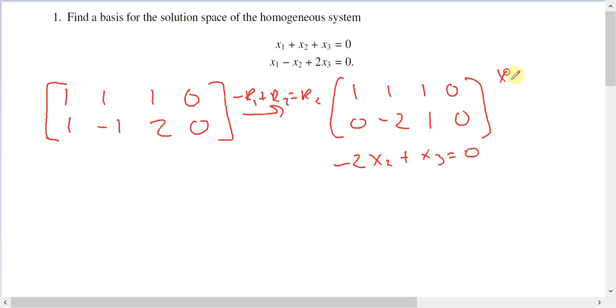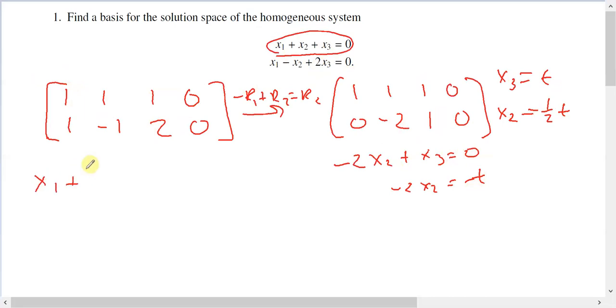And so if I let x3 be t, then from here you can see that x2, well, I'm going to bring the t over to the other side and then divide by negative 2. So this is going to be 1/2 t. And then plugging both of those back into the first equation, I'm going to have x1 plus 1/2 t plus t equals 0. Well, that's going to be 3/2 t, so x1 is going to equal minus 3/2 t.